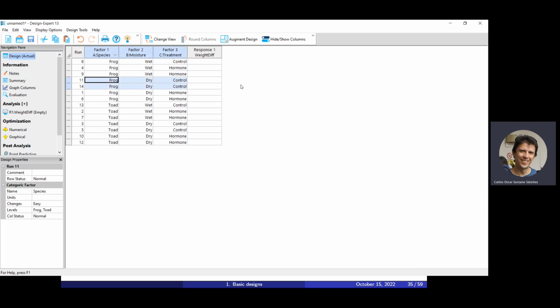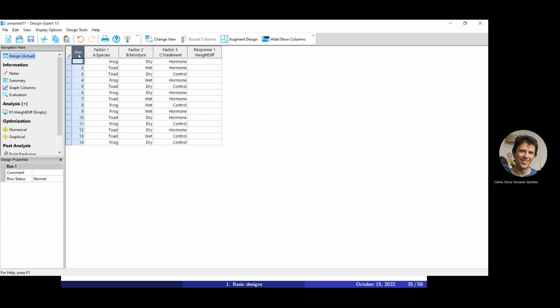So the design is not balanced, and it cannot be, because we have 8 groups and we have only 14 animals. So some of the groups necessarily cannot have 2 animals because we have fewer than 16. And still the runs are randomized, so we can sort by the run.